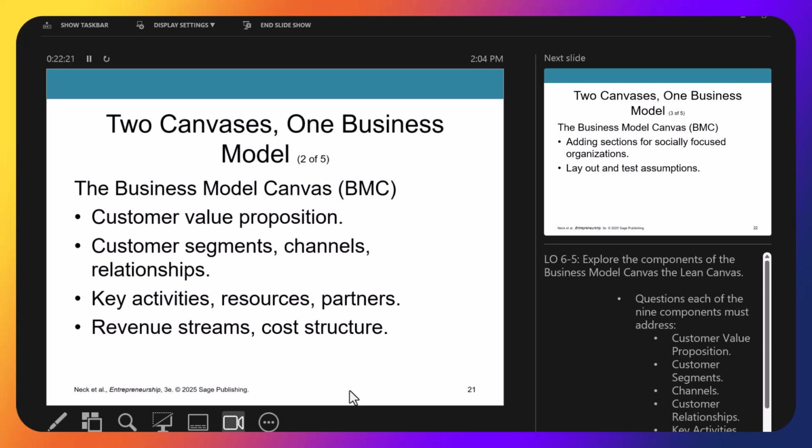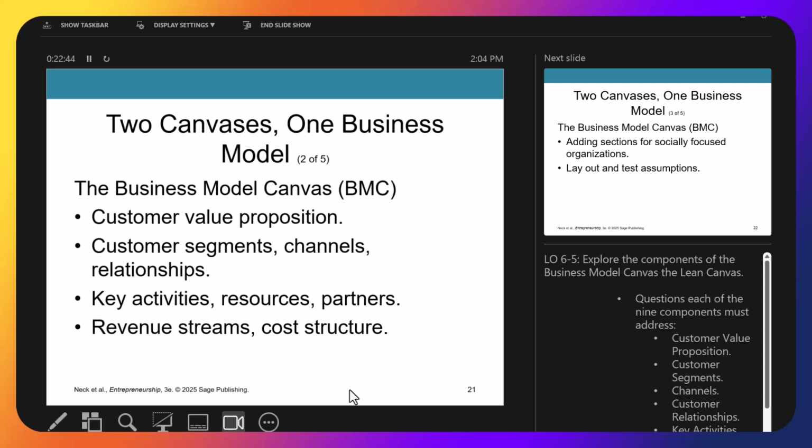So customer value proposition, customer segments, channels, and relationships. So we know what the customer value proposition is. Customer segments is when you look at the relationships that you have with these customers in these different segments. Are you providing things that they need? The channels are the way you go about doing it. How are you going about doing it?